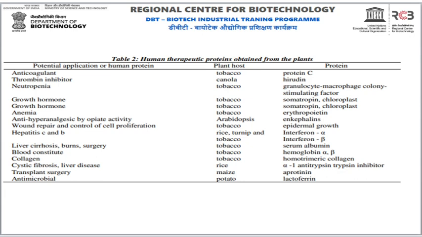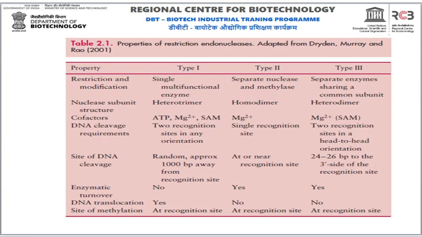Next is aprotinin, which is isolated from the maize plant, and it is used in transplant surgery. And next is lactoferrin, which is from potato. It is employed as an antimicrobial.